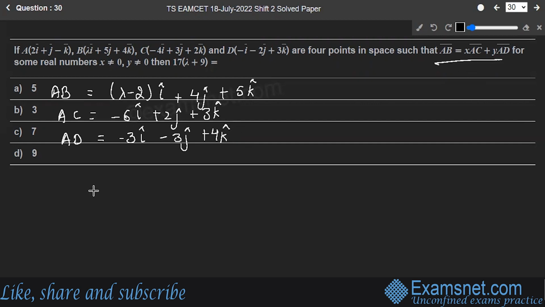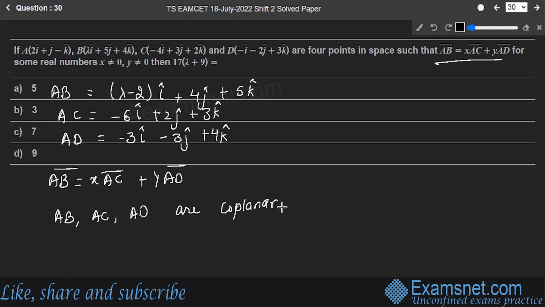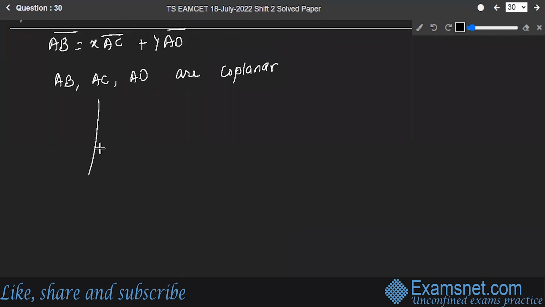Now, let's move according to the given equation. AB is equal to x times AC plus y times AD, which means AB, AC, and AD are coplanar. If they are coplanar vectors, that means their determinant, if I find out, this will be 0, which says lambda minus 2, 4, 5, minus 6, 2, 3, minus 3, minus 3, and 4 is equal to 0.